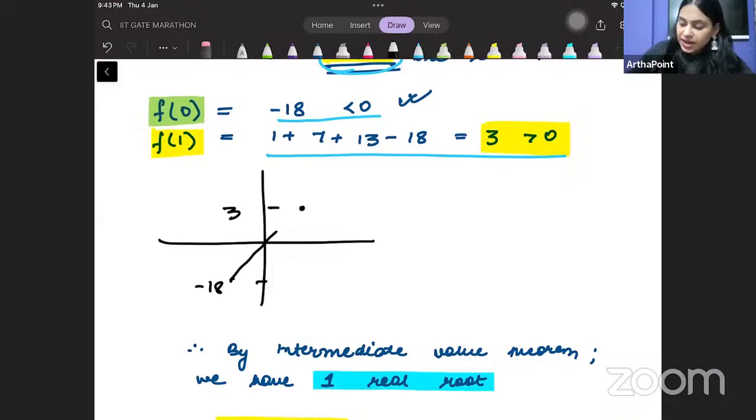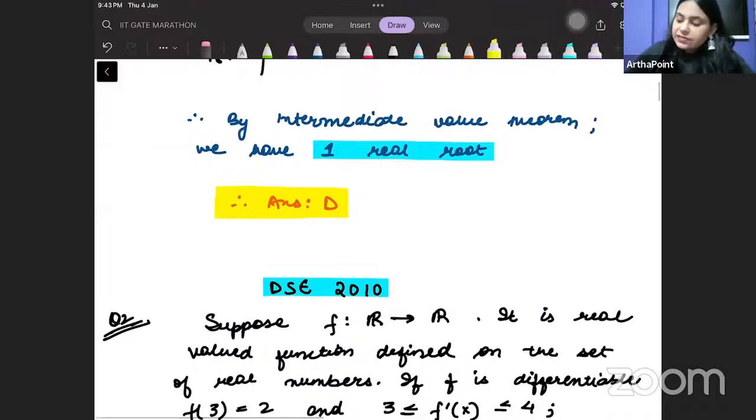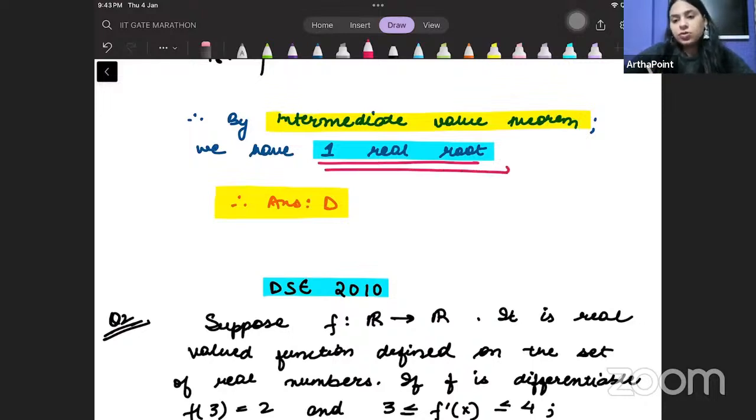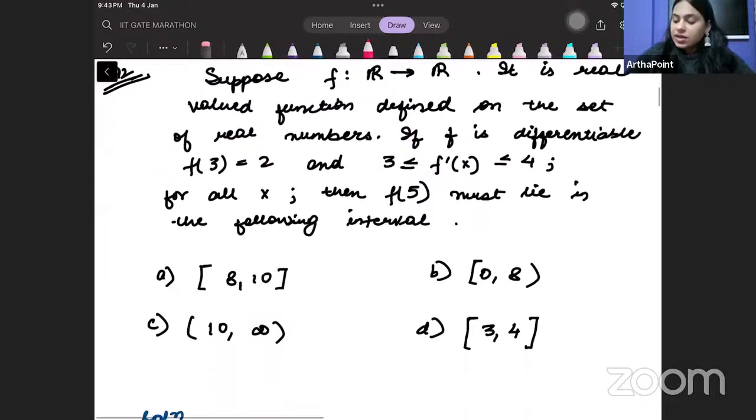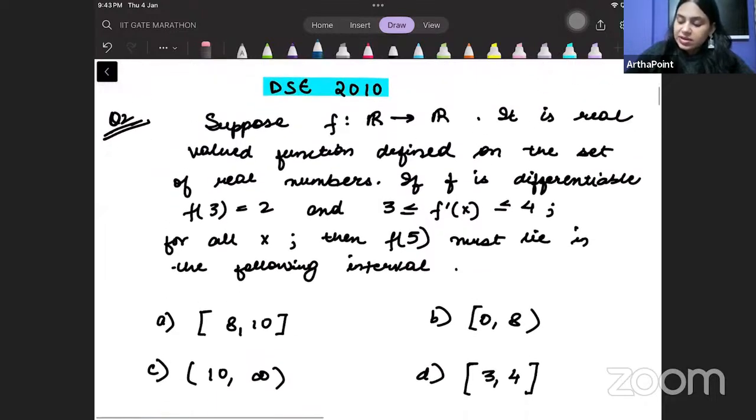So it means that it must have cut the x-axis at least once. And it is a strictly increasing function, so it cannot cut the x-axis more than once. So from the intermediate value theorem, we know that this function can have maximum 1 root, right? It is going to have maximum 1 root. This is the answer to this question. Okay, now let's go ahead and look into the second question.